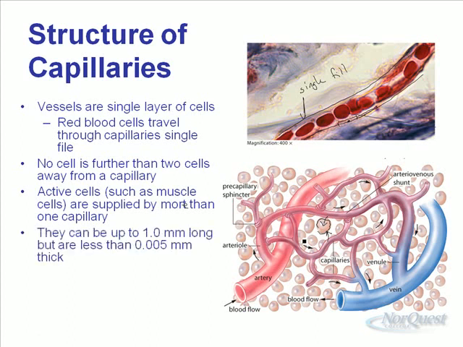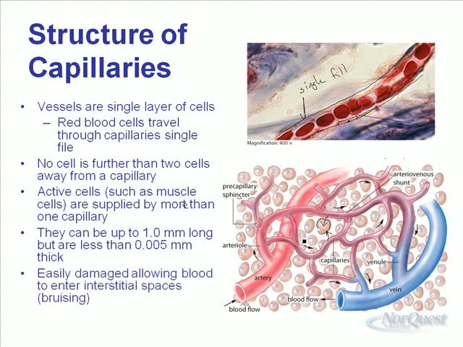They can be up to 1 millimeter long, but because they're so narrow, they're 1,000th of a millimeter thick. That's why they're microscopic, but they can be quite long. I mean, 1 millimeter is definitely something you can see, and for something that narrow, it's quite long. They're also easily damaged, allowing blood to enter those interstitial spaces or spaces between cells. This is what bruising is. When you bump your knee on a desk or on a chair, or bump your elbow and you get that kind of purple color, what you've done is you've broken capillaries and blood has leaked out into the surrounding tissue. Then the precapillary sphincters are going to close off, preventing any more blood from entering that area until the capillaries themselves have healed.